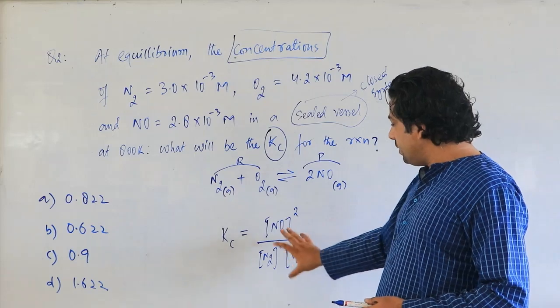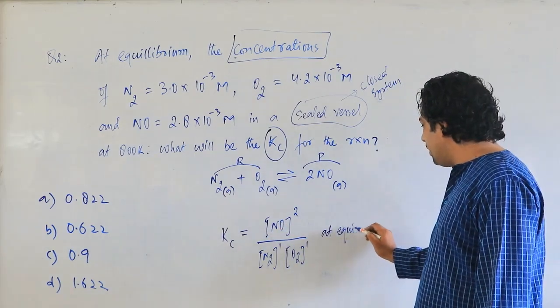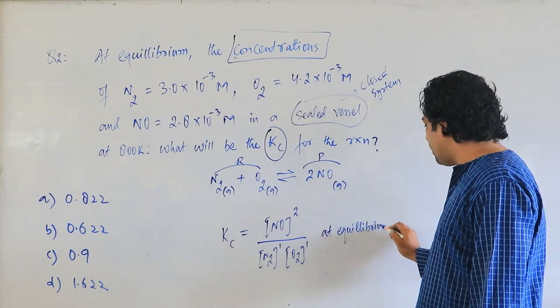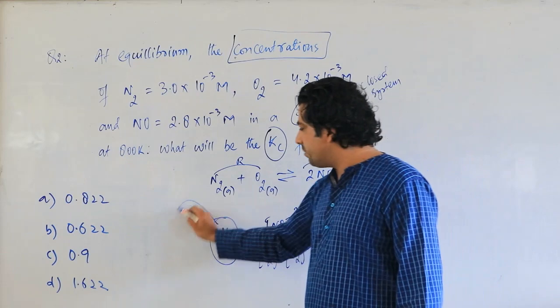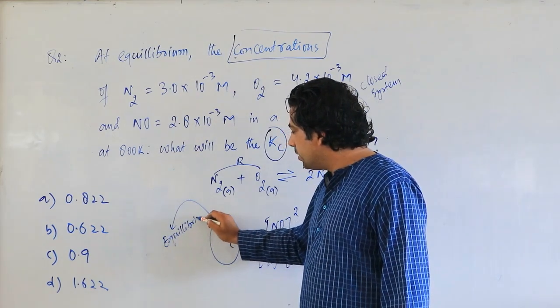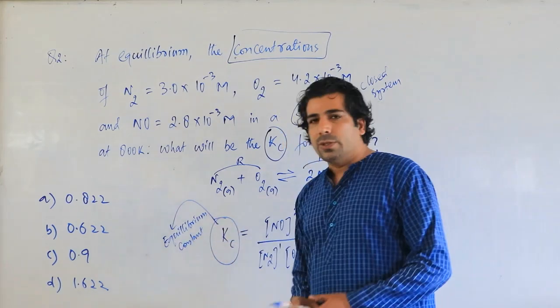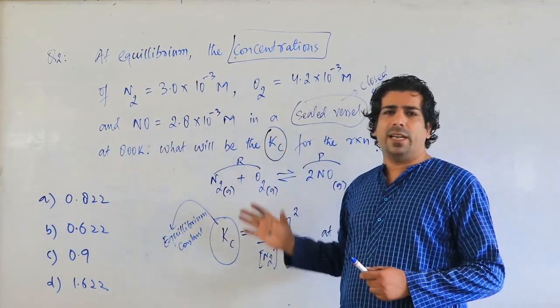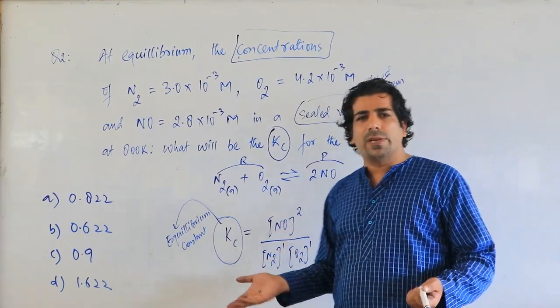This is actually the expression at equilibrium. Remember, this Kc value is only taken at equilibrium. This is called the equilibrium constant, my dear friends. So its value is only calculated at equilibrium. In this question they have given us that the reaction has reached equilibrium, so I can find out the Kc value, the equilibrium constant value.